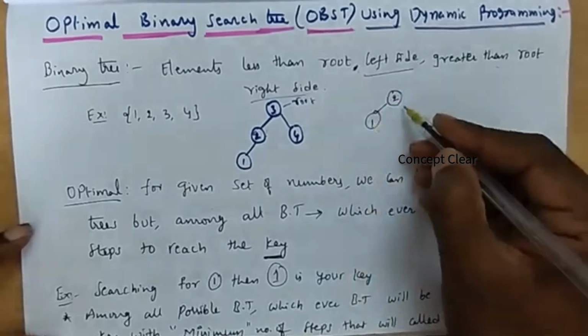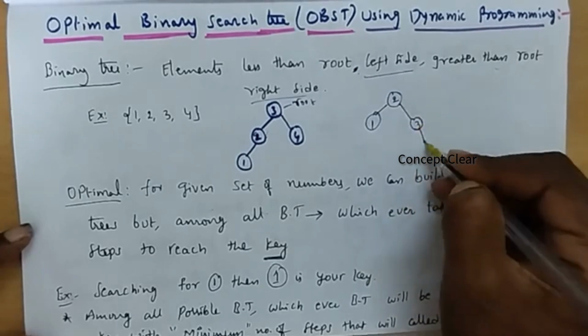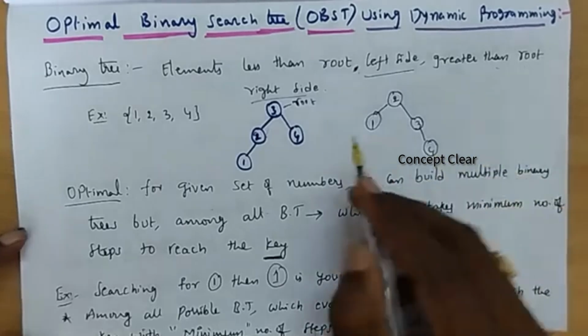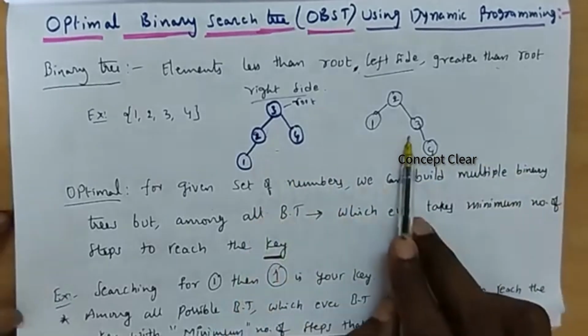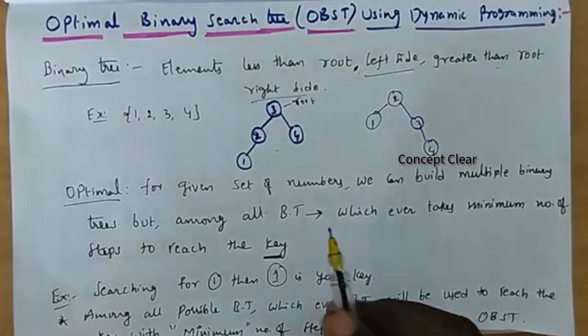Left side element is 1 and right side elements are 3 and 4. Okay, here this is the binary tree and is also one of the binary trees. Okay, here this is about the binary tree.